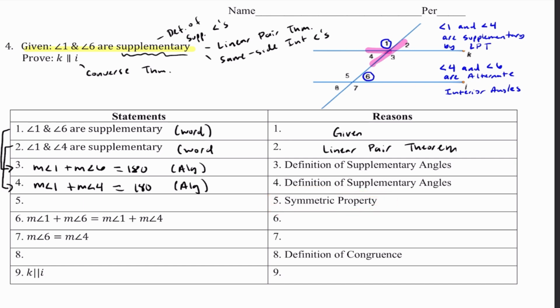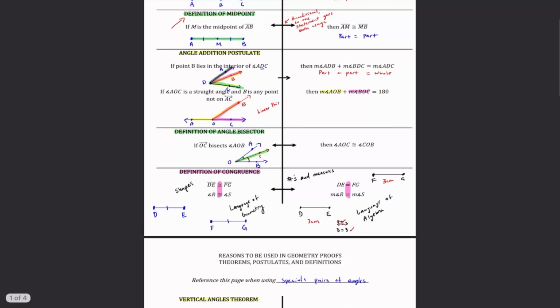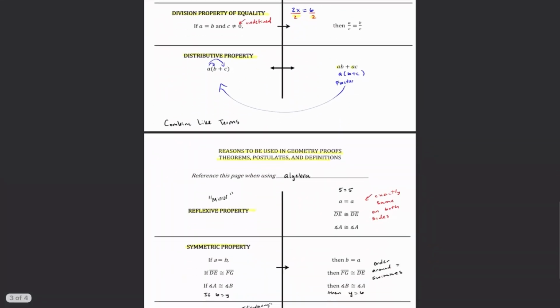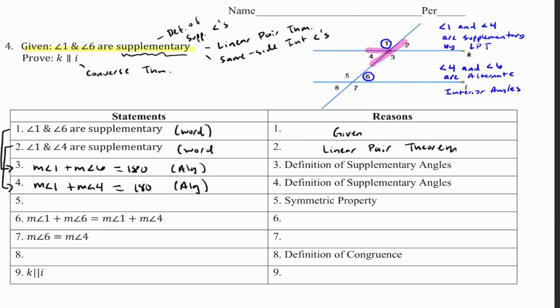Now for the fifth reason, it says symmetric property. What I want to do is review what the symmetric property is, and that's going to be part of your Unit 3 pink sheets, and it should be under algebra. Here you go. The symmetric property. If A is equal to B, then by the symmetric property, B is equal to A. So the order just switches. Statement number 4 says, if the measure of angle 1 plus the measure of angle 4 is equal to 180, then by the symmetric property, I should have 180 equals measure angle 1 plus measure angle 4.